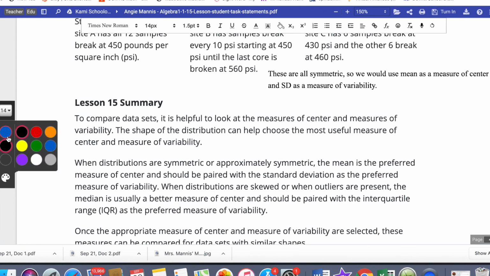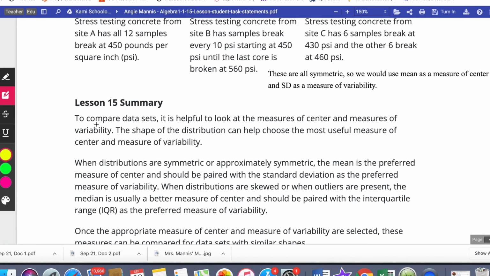All right, so right here, let's look at the summary. To compare the data sets, we're going to look at the measures of center and the measures of variability. It tells you the shape of the distribution can help choose the most useful measure of center and measure of variability. So how do we figure that out? We look at the shape, and that will help us.